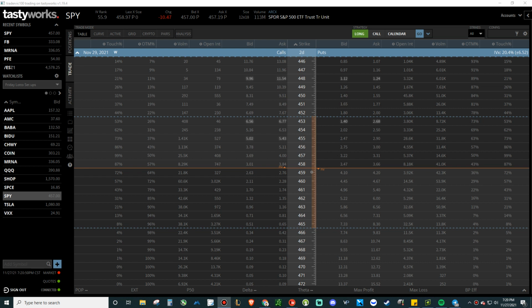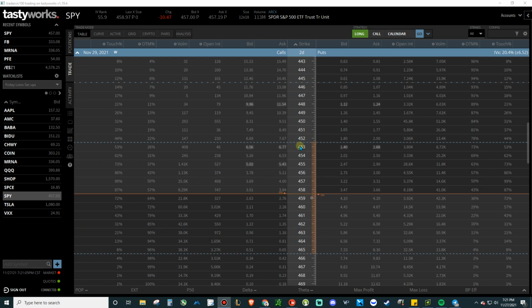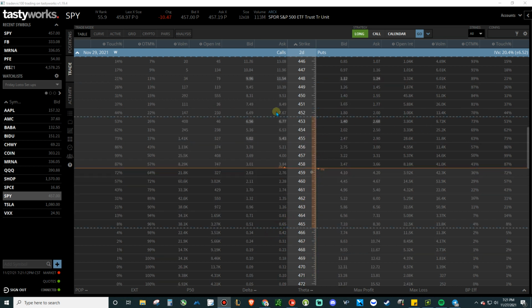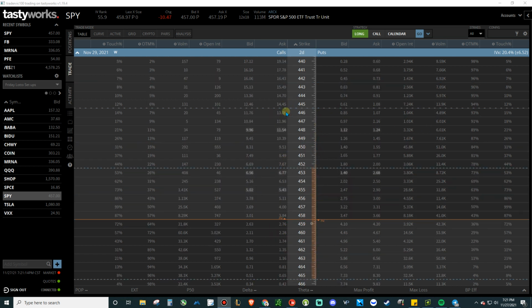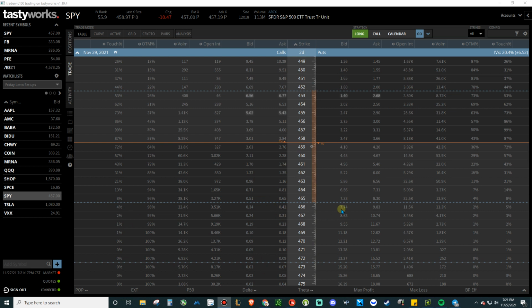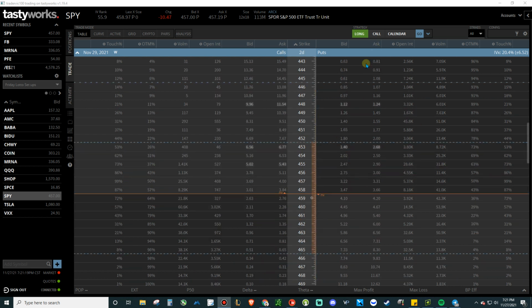So without further ado, this is the options chain for SPY in Tastyworks. The reason I like Tastyworks, and there might be other platforms that do this, is because it gives you the distribution based on volume with these lines here. These are the standard deviations, 1 and 2. These are the calls, these are the puts. You've got your bid and your ask, your open interest, and volume. These are the most important things to look at, in my opinion.